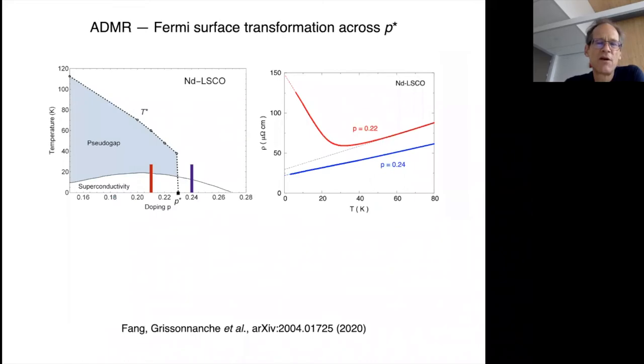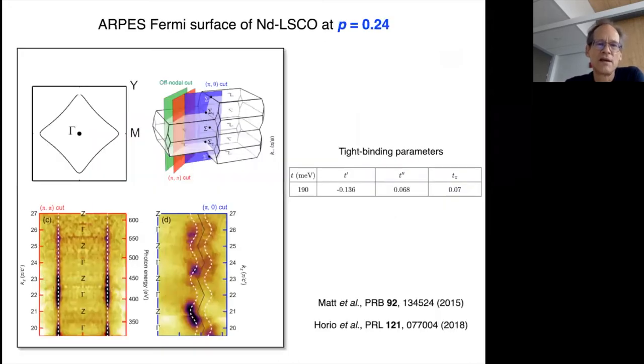And here are the two dopings that I'm going to show you. We're going to look at right above P star at 24%, where you see this T-linear resistivity, and right below P star at 21 or 22%, where you see, obviously, a change in the Fermi surface. So this will shed more detailed light on the Fermi surface transformation. Okay, so just to say, we have ARPES data to compare with, so without going into details, we can do that comparison.